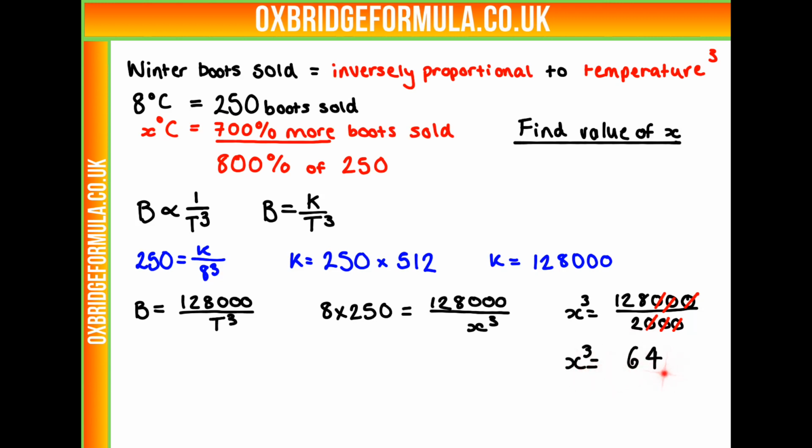X cubed equals 64. What cubed gets us to 64? Well, we know that that is 4. So our X is 4 degrees Celsius, and our final answer is B.